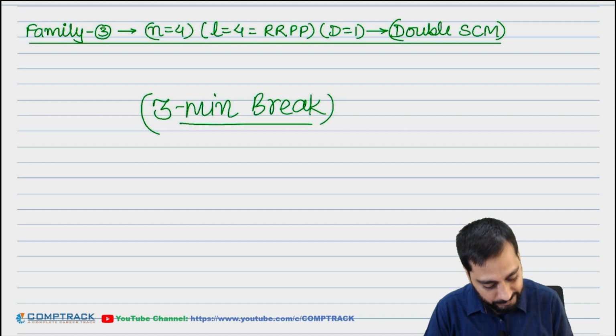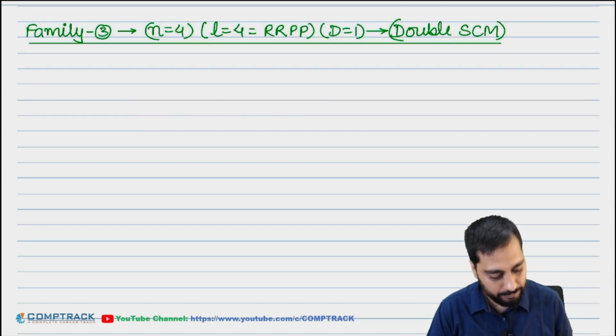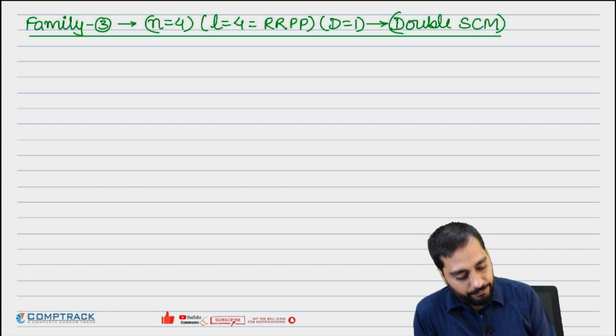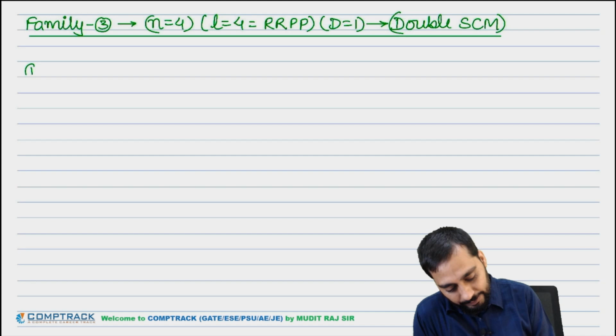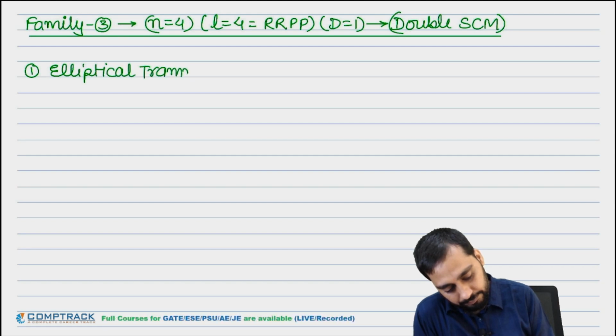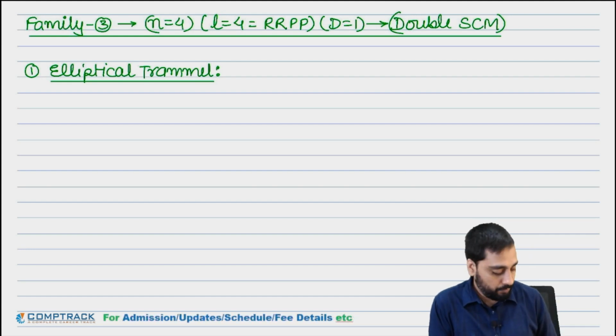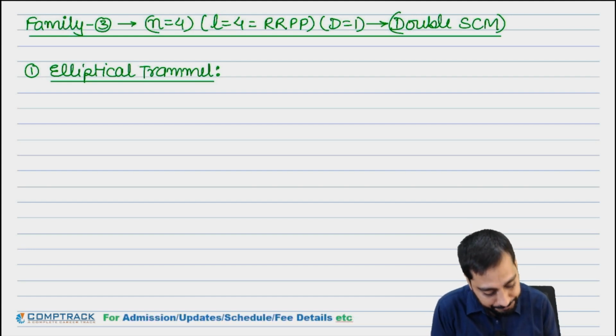so double slider crank mechanism. Okay, so here first inversion we will write elliptical trammel. Elliptical trammel. Okay, so what are the figure? Look here.